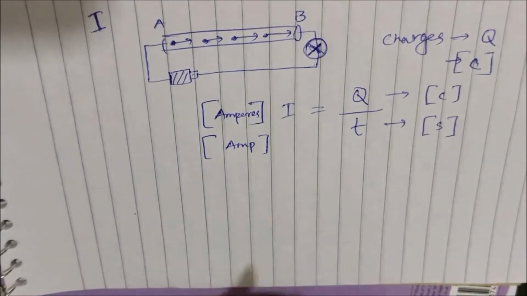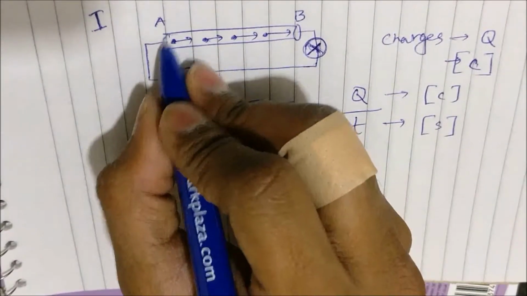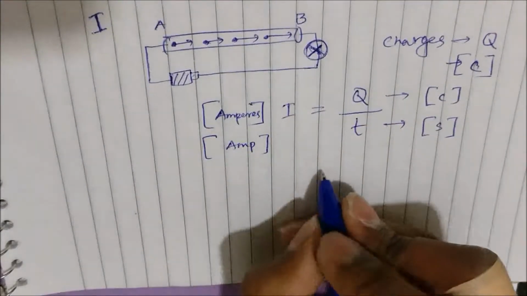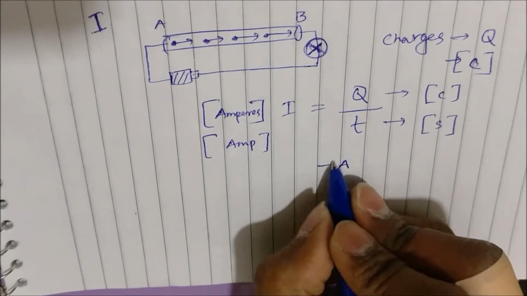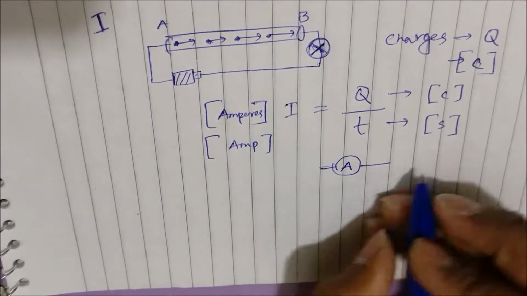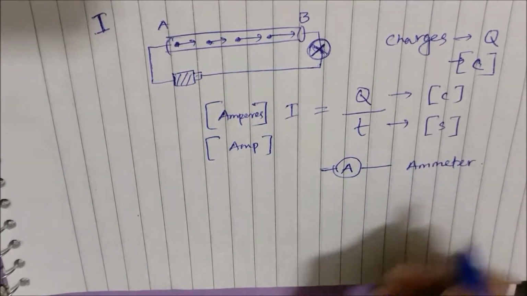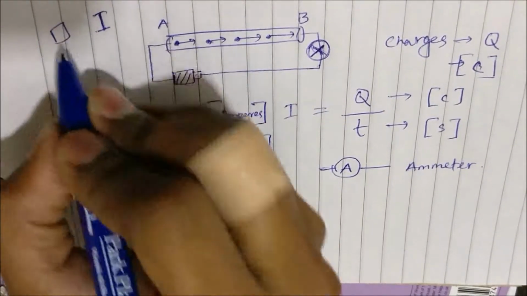So we learned about current. Now there's a meter that can measure the amount of current flowing from one point to another point. This is the circuit symbol of the meter. We call it an ammeter. All right, so this is the basic quantity, the first quantity, current.